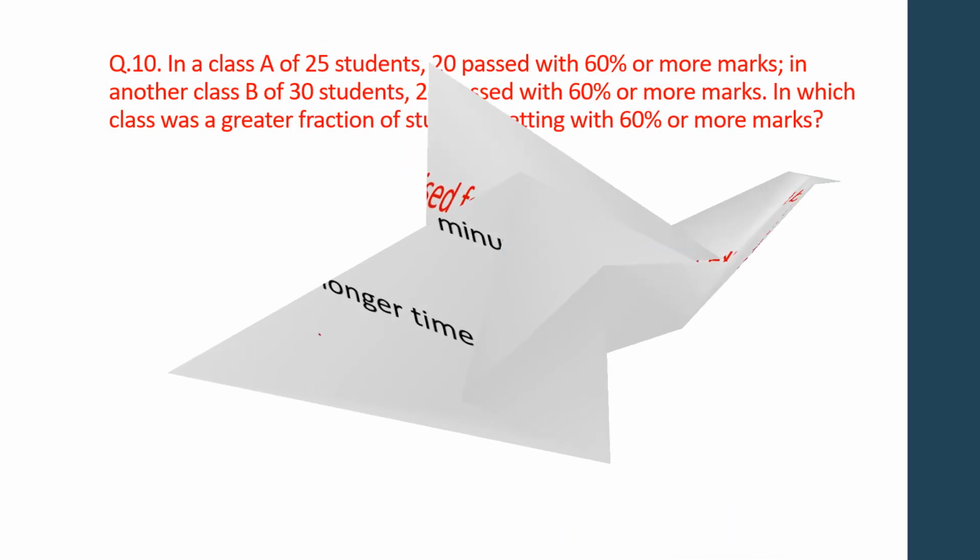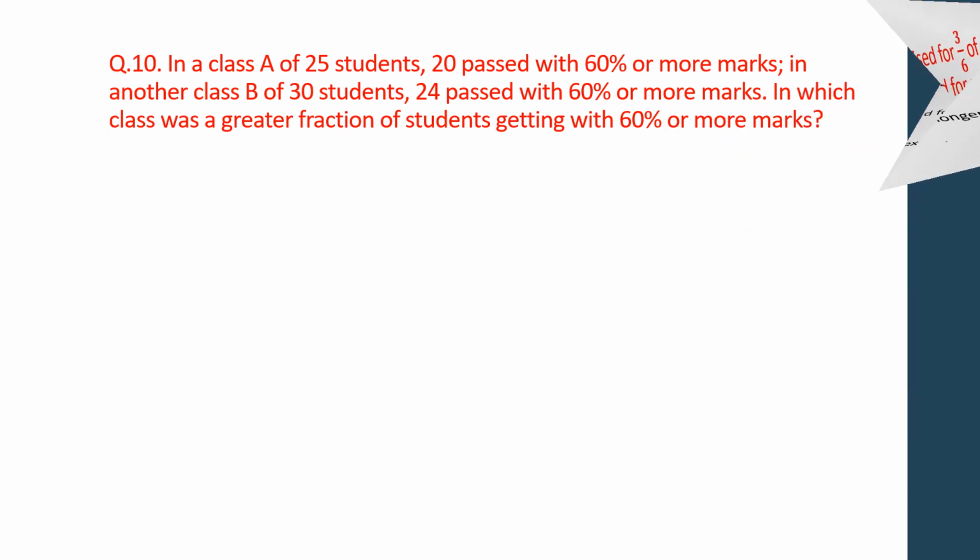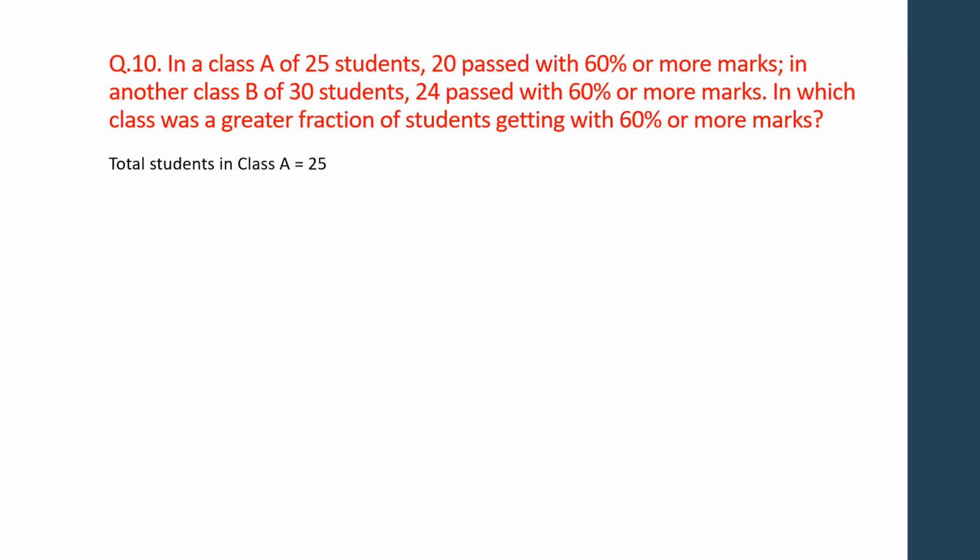Question number 10. In a class A of 25 students, 20 passed with 60% or more marks. In another class B of 30 students, 24 passed with 60% or more marks. In which class was a greater fraction of students getting 60% or more marks?